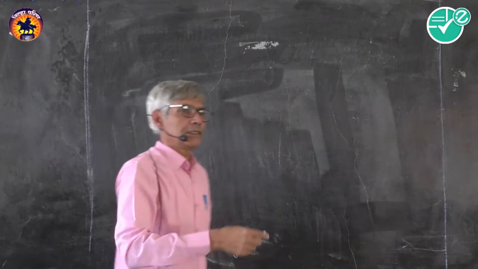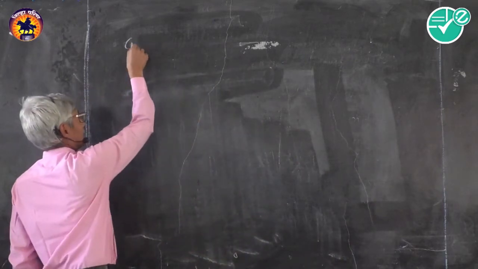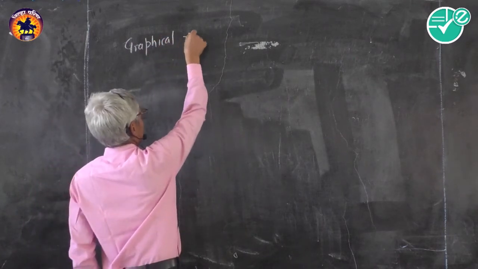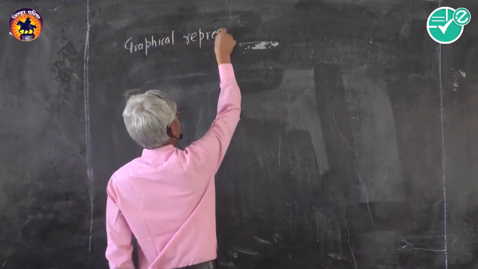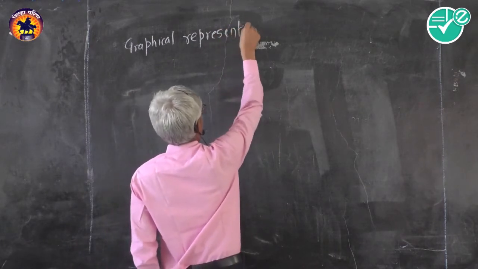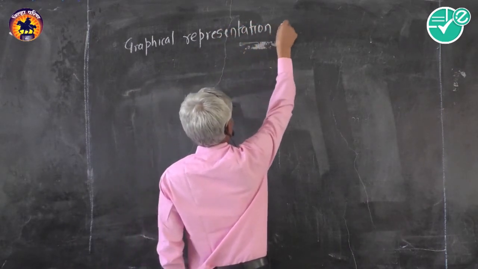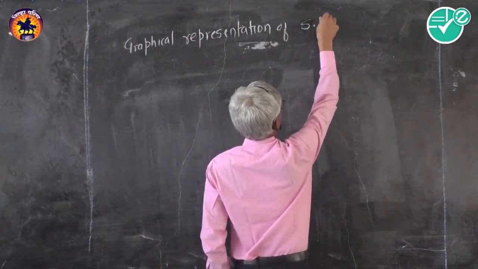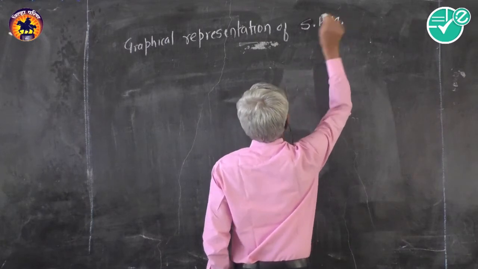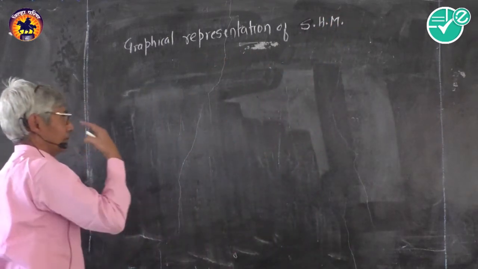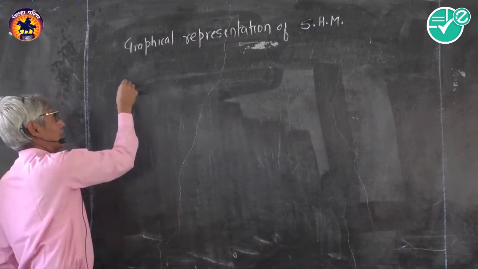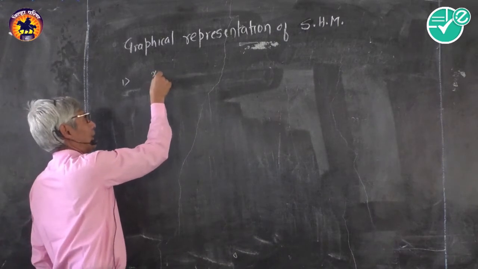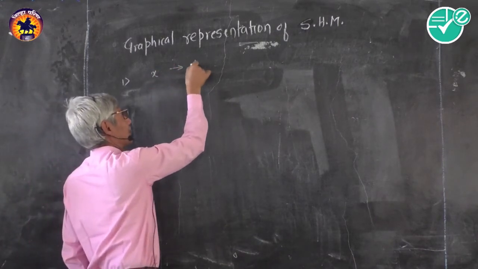The second part we will discuss is the graphical representation of S.H.M. In this graphical representation, we will represent the variation of the displacement with respect to time.